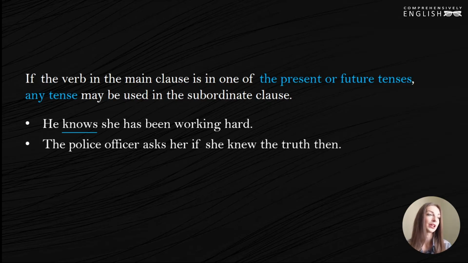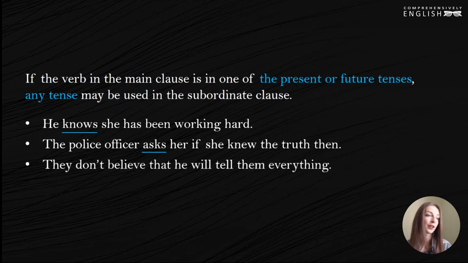Another example, the police officer asks her if she knew the truth then. Again, in our previous slide, we used the past simple tense in the main clause. Now we use the present simple tense. So we can use whatever tense we want in the subordinate clause, and that, of course, can be the past simple tense if we need it. The police officer asks now if she knew the truth then, in 1995, for example, yeah?